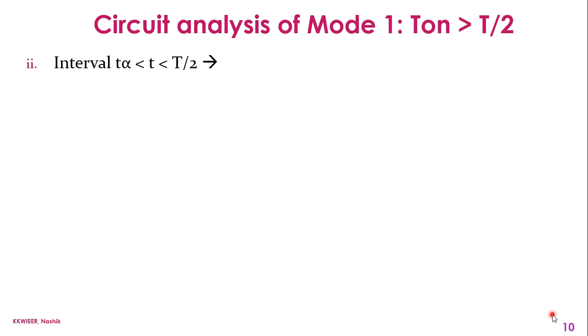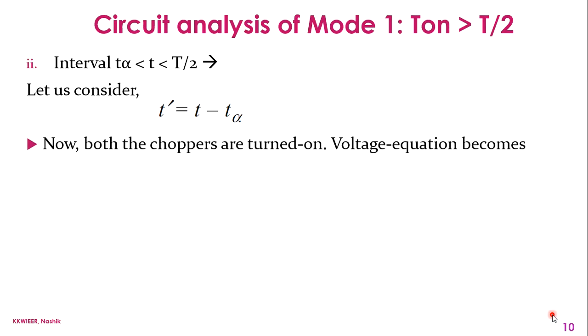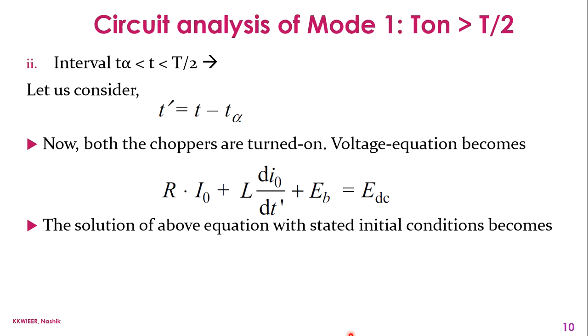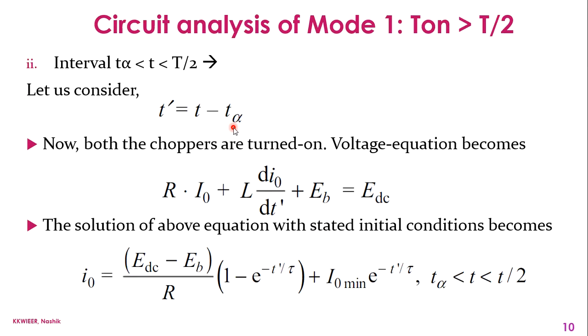Now for the second interval, T ranges from T alpha to T by 2. Let us consider T dash equal to T minus T alpha. Now both the choppers are turned on in this interval. So the voltage equation becomes similar: R into I0 plus L di0 by dt dash plus EB, which is equal to EDC. So the solution of the above equation with the stated condition will become the equation for I0, T ranging from T alpha to T by 2.